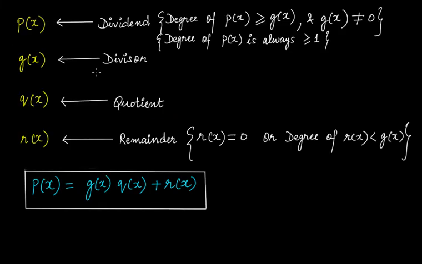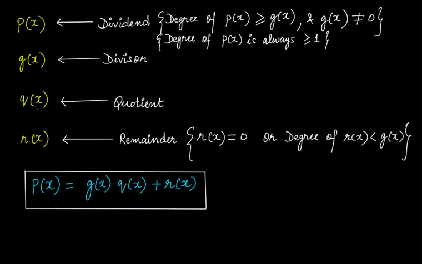Now, when we talk about polynomials, let's take p(x), where p(x) will be the dividend. Okay. And g(x) will be the divisor. Now, the dividend p(x), its degree will always be either greater than the degree of g(x) or equal to the degree of g(x). Next, g(x) cannot be a zero polynomial, because we know that if we divide anything by 0, that's undefined.